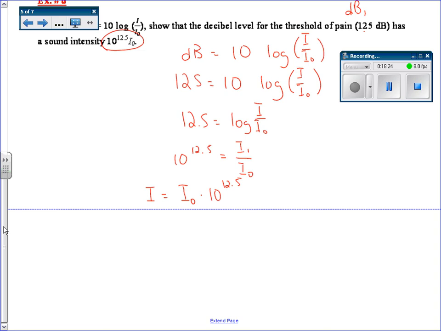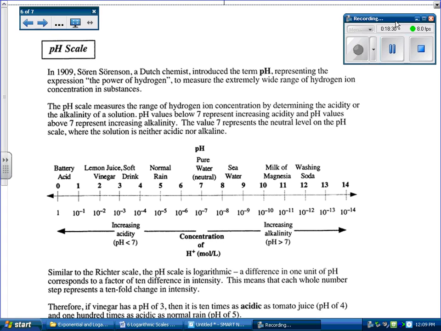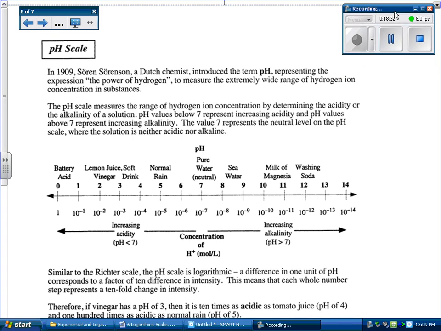Okay, and the next thing we want to look at is pH. So if you've taken chemistry, you'll have a little bit of familiarity with pH. And we're going to do two things with it. We're going to look at comparing acidity and alkalinity, and then we're also going to look at the formula that we actually use to solve for pH when we know the hydrogen ion concentration, and then solving for the hydrogen ion concentration when we know the pH.